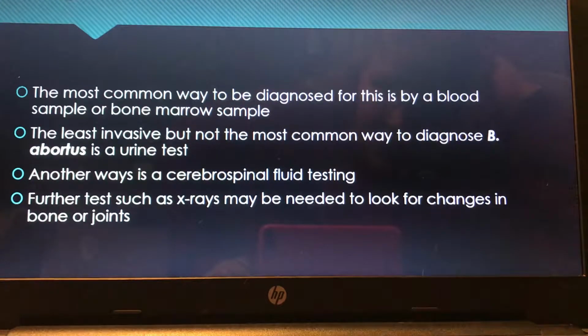How Brucella abortus is diagnosed. So the most common way is by a blood sample or a bone marrow sample. The least invasive but not the most common way to be diagnosed for this is by a urine test. Another way is a cerebrospinal fluid test. And further testing such as x-rays may need to be done to look at changes in the bones and joints.